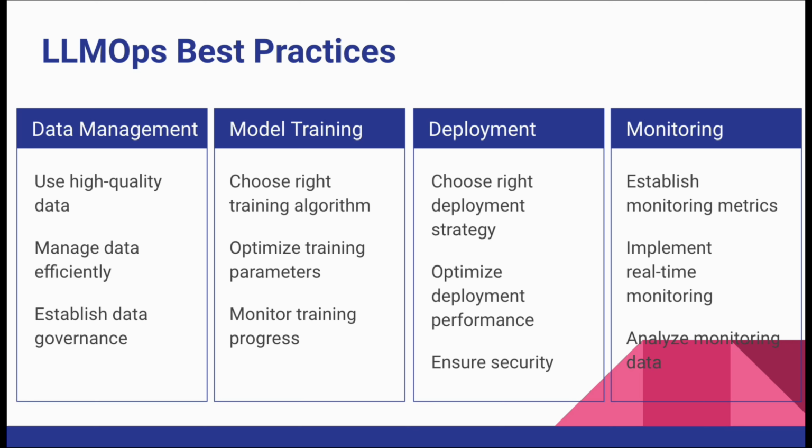Thirdly, the data governance. Establish a good data governance and policies to ensure that you always are able to keep an eye on the data that is being used to train your models. When it comes to training itself, that is model training, it is imperative to choose the right training algorithm. It goes a long way in the efficiency of your LLM models. Secondly, if required, if you are doing fine tuning, optimize the training parameters. Thirdly, throughout the training process, have mechanisms in place to monitor your training process and ensure that the training produces the output that you're looking for.